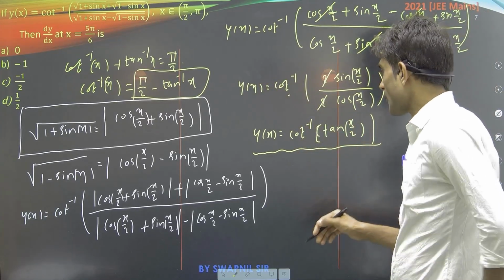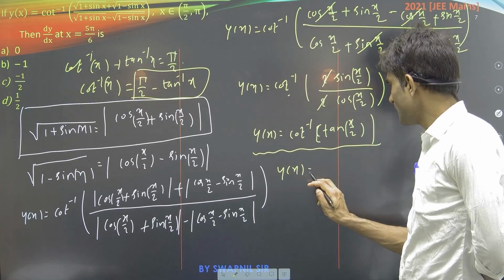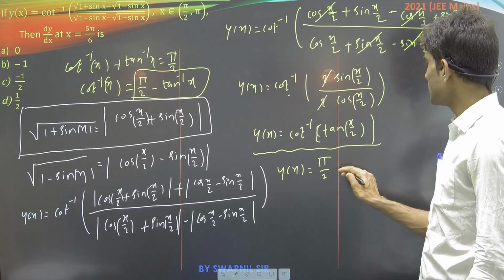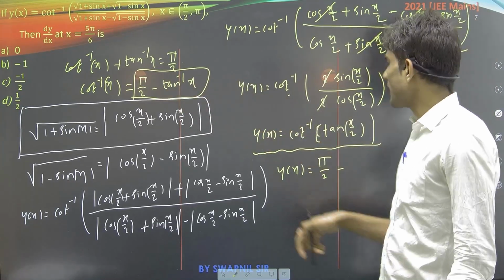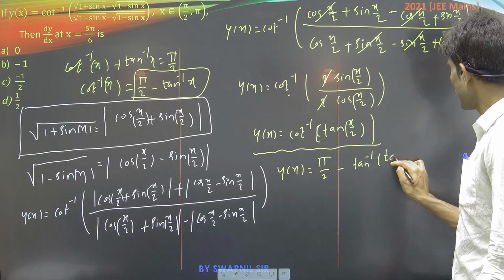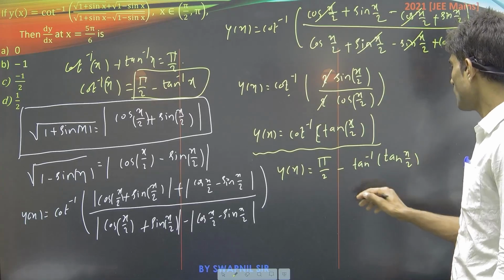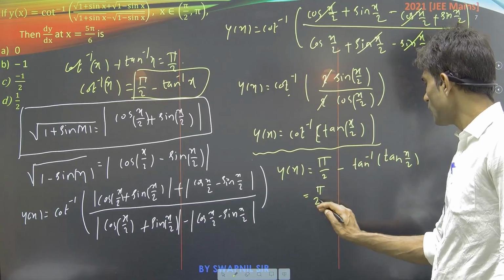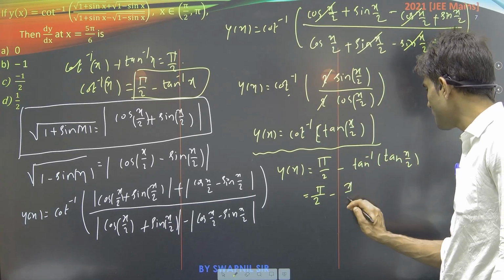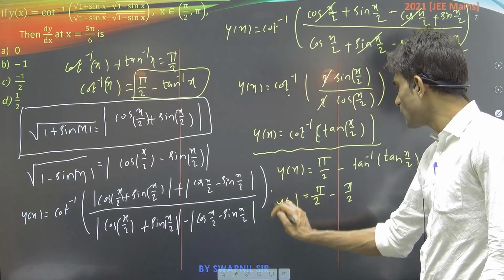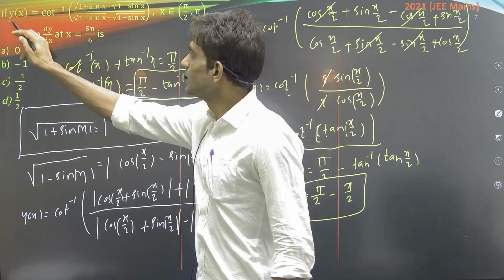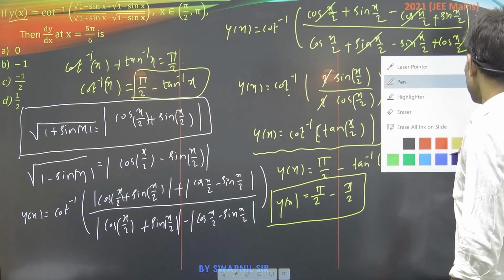Replace this value. So y of x can be written as pi by 2 minus tan inverse of tan of x by 2. So pi by 2 minus tan inverse into tan gives us only x by 2, our given theta. So y of x is equal to pi by 2 minus x by 2. So we got y of x, the simplified form of our given function.